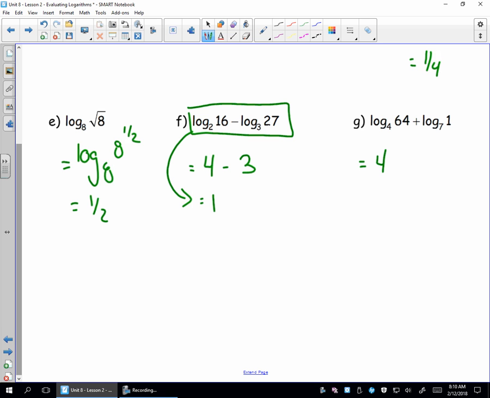Well, that's 4. 7 to the what makes 1? Well, if I want to make a 1, I know that my exponent has to always be a 0. Okay? Anything to the power of 0 always comes out to 1. This answer is just 4. Okay, so those are the kind of things we were doing yesterday. There's nothing new there. We just make a little bit more practice.